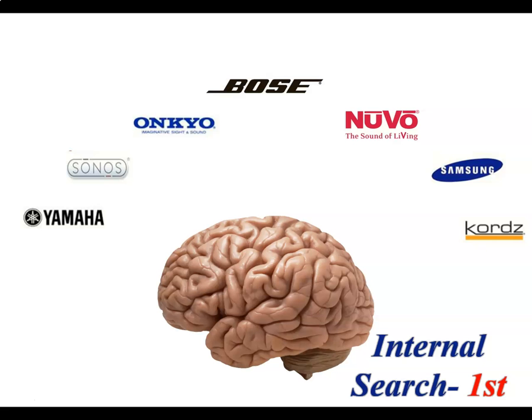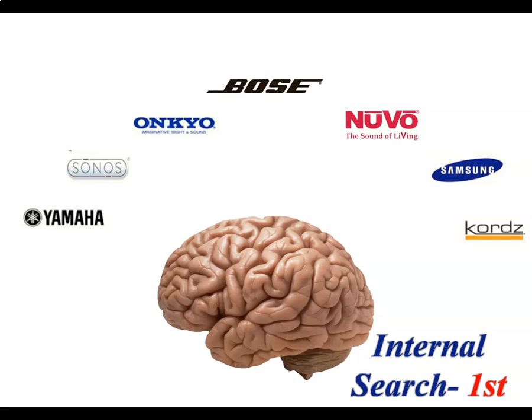I'll use the example of needing to purchase a speaker brand to illustrate the full information search process. Consider this situation where you need to purchase a speaker. What you're going to do is what's illustrated on the screen, and that's an internal search. You're going to try to recall the different speaker brands that you're already familiar with.